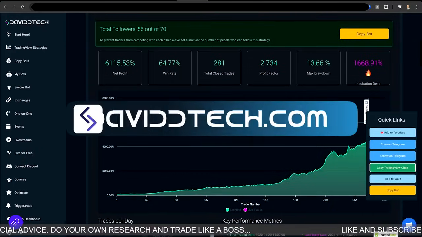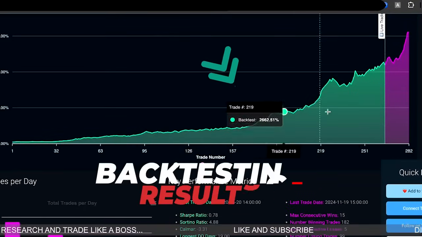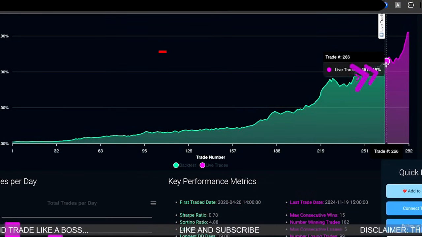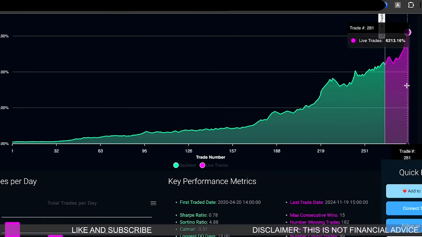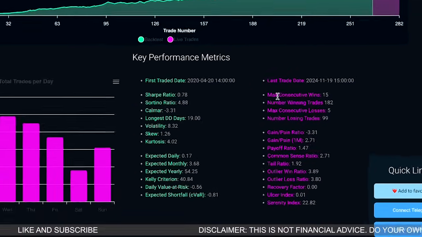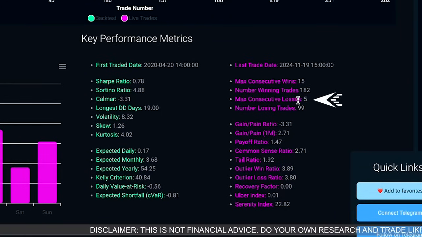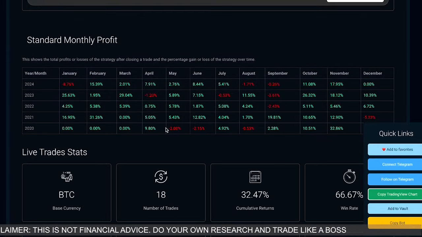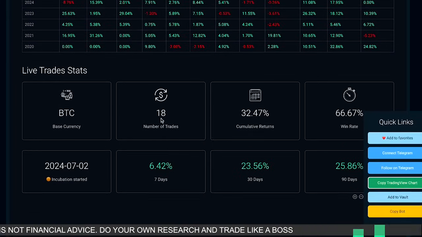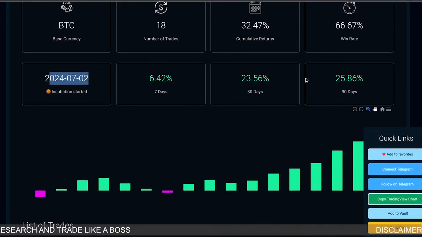If I go over to the website, this is the trading strategy we were talking about a couple of seconds ago. As you can see, this is the backtesting results, and this is where we put it into live trading. It is actually going according to plan, which is absolutely amazing. Max consecutive wins was 15, max consecutive losses was only 5. You can see that most of the months are in green, a couple of red spots there, which is totally normal. Since we put it into live trading, we've had 18 trades and we've been trading since July. These are the recent data.